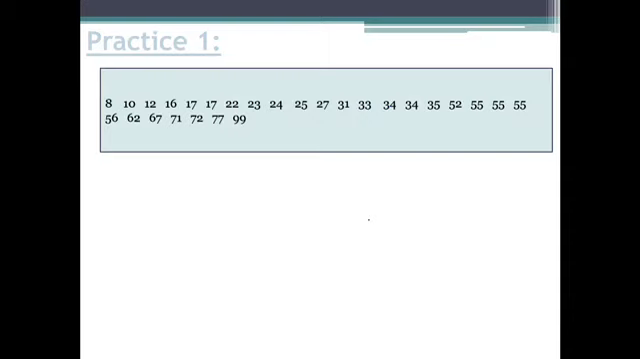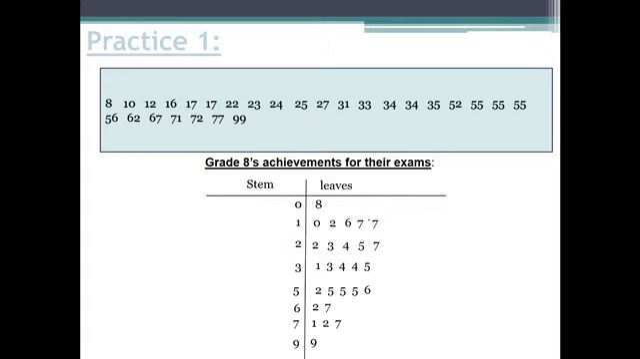Alright, here's my order of numbers from smallest to biggest written out, and now that I've done that, I can draw my stem and leaf. So first you're going to provide a heading. So I wrote grade 8's achievements for their exam. If you wrote it in a different word order but it has the same meaning, that is perfectly fine. Okay, then you're going to draw a vertical line, a horizontal line, and then a heading, stem, and leaves, and then you're going to fill it in from smallest to biggest.